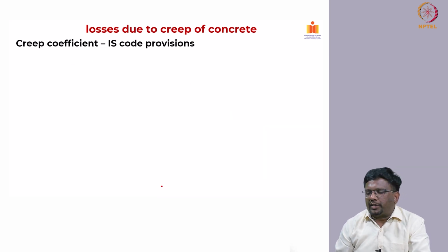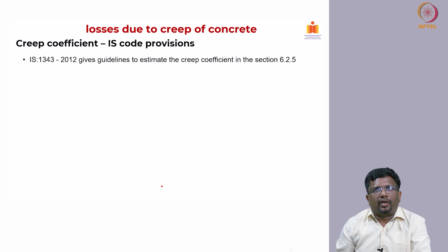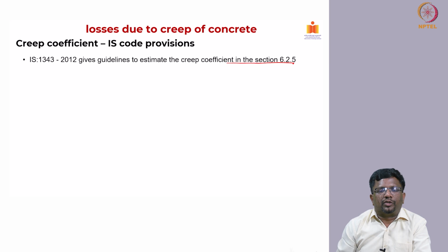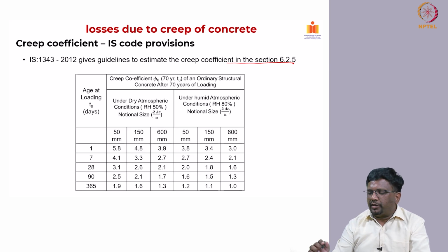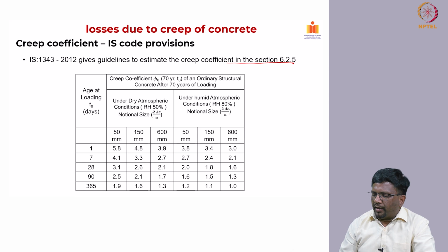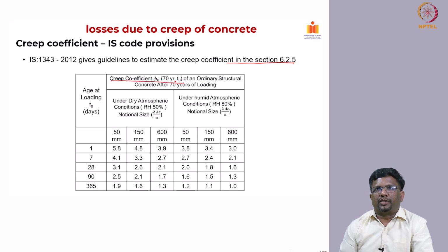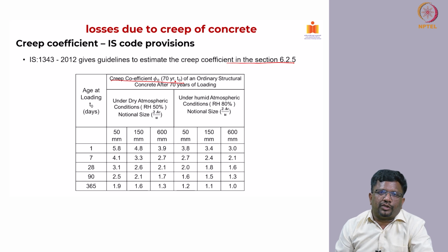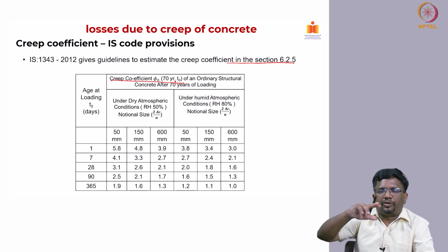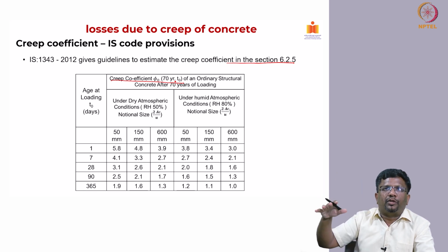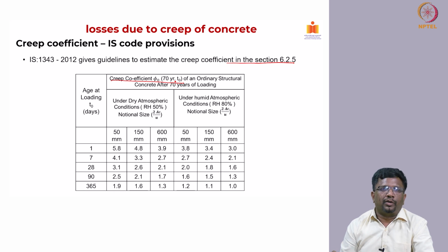Right, now let's see how the IS code provisions are taking care of the creep of concrete. These are all explained in section 6.25 of IS 1343 2012. And this gives a very nice table, and you can see there are several factors listed here, and this gives you the creep coefficient at 70 years. This is the maximum creep coefficient that can happen. The creep variation becomes a plateau, so it becomes flat and there is absolutely no change after 70 years. This is the maximum value that is possible for a given concrete.